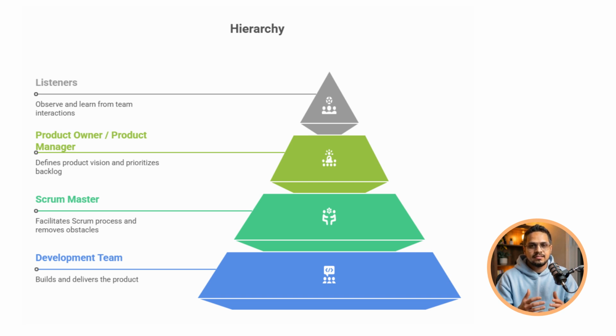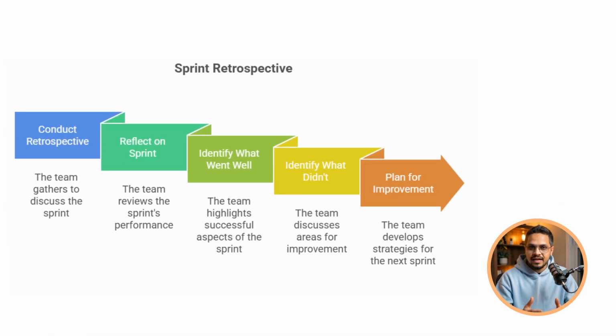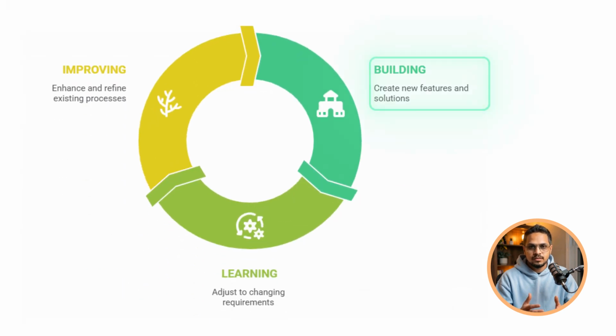And finally, at the end of the sprint, there's a review. Sprint review is basically a meeting where the team shows what they built in the sprint and gathers feedback from stakeholders. And a retrospective is also conducted after that. In that, the team reflects on the sprint to identify what went well, what didn't, and how to improve it next time. This continuous loop of building, learning, and improving is what makes Agile so effective.